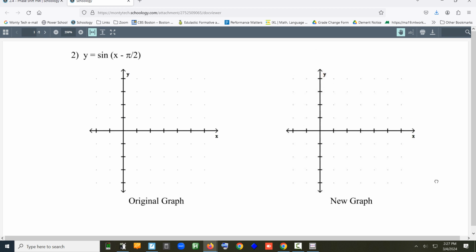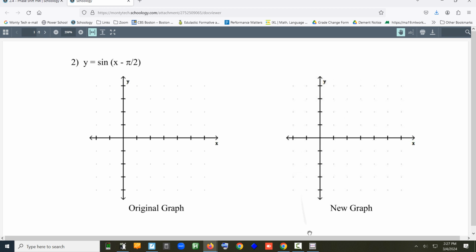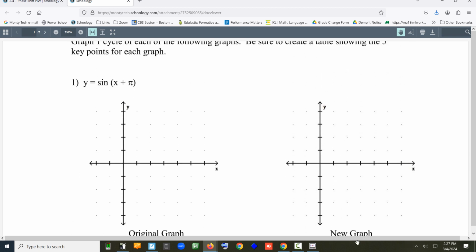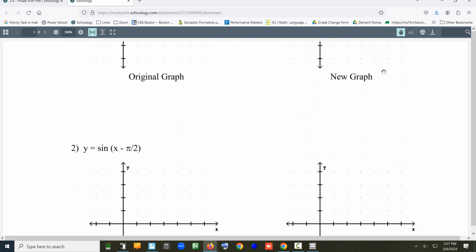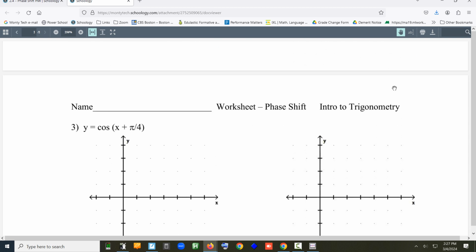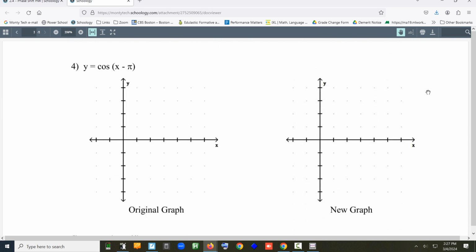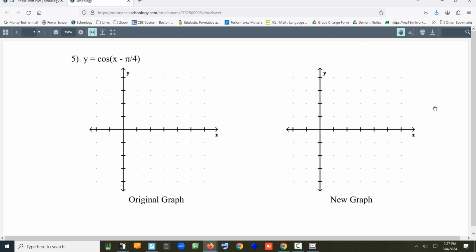There's a spot on each assignment: show me what the original graph would look like. That would just be sine x. And then show me the transformation. Once you do the original graph for sine x one time, you can copy it for all the ones that have sine. So it's going to be the same for number 1 and 2. 3 is a cosine. 4 is a cosine. That's actually 5 questions. 5 is a cosine.